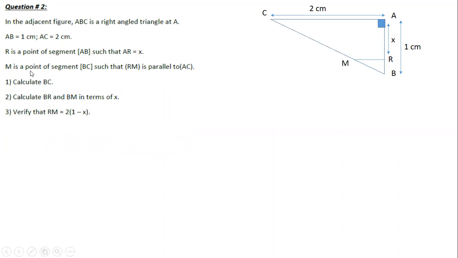M is a point of segment BC such that RM is parallel to AC. So we took M as a point on segment BC, then we connected RM. RM is parallel to side AC. Part 1. Calculate BC. We should calculate side BC.